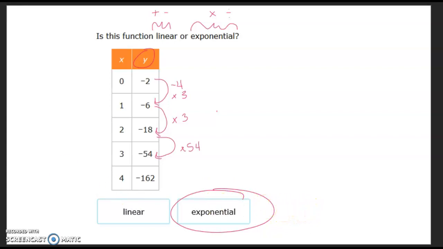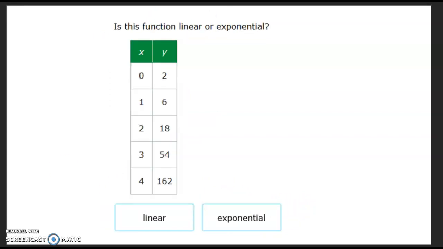So because you are multiplying every time, it's exponential. All you have to figure out. So let's try another example. So again, linear is add or subtract, and exponential is multiply or divide.